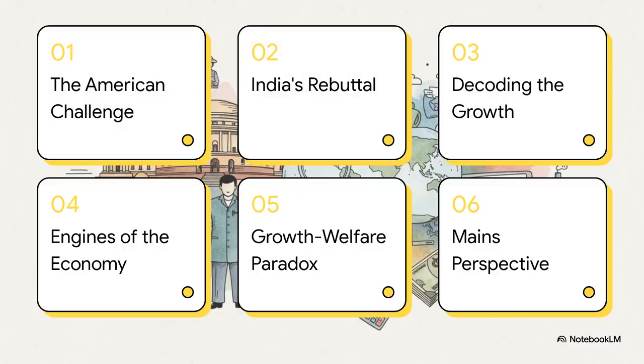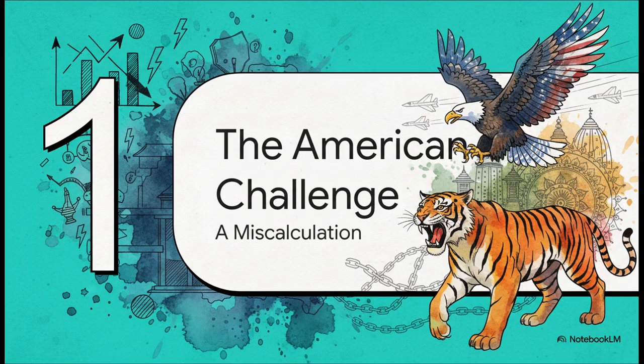So here's our game plan for today. We'll start with the American challenge and see how India fought back with data. Then we'll decode those growth numbers, sector by sector. We'll find out what's really driving the economy and tackle a really fascinating paradox between growth and welfare. And finally, we'll wrap it all up with a sharp focus on what you need for your mains exam answers. Okay, let's dive right in.